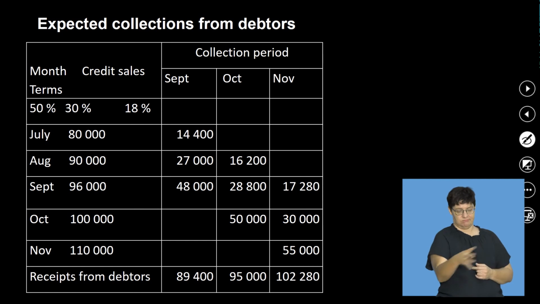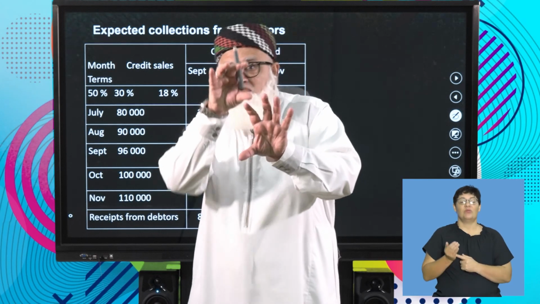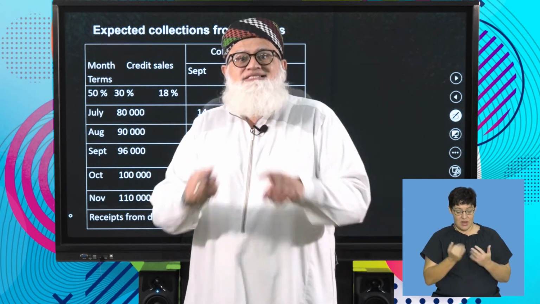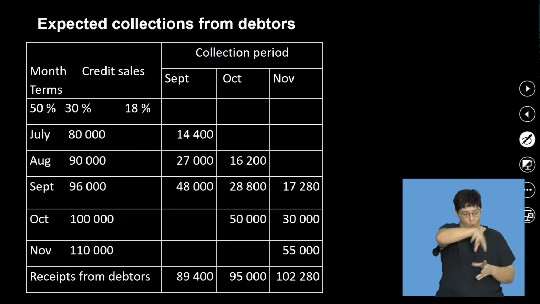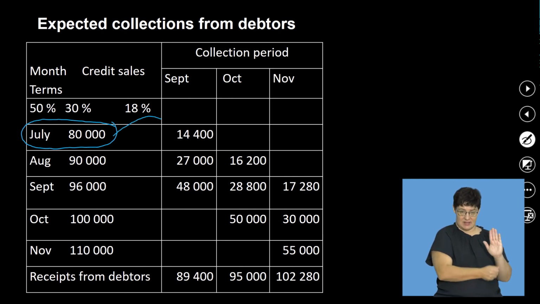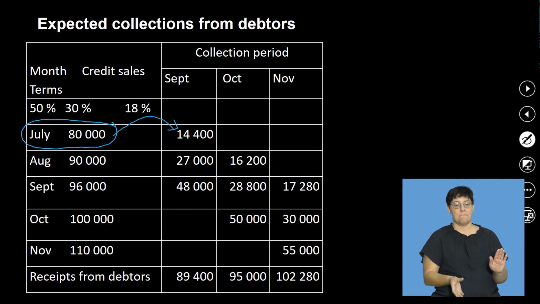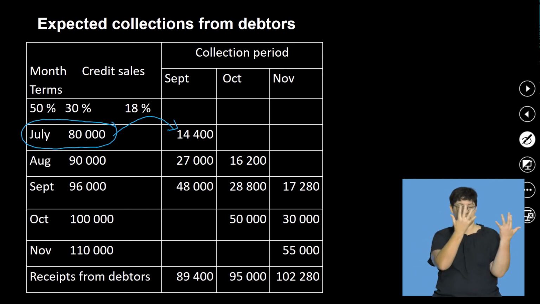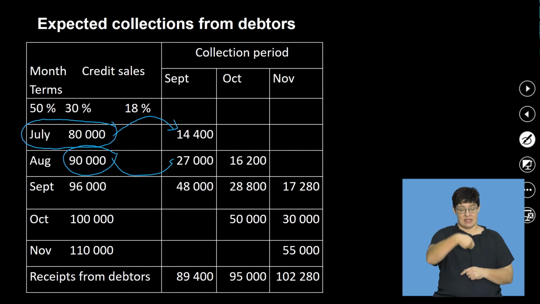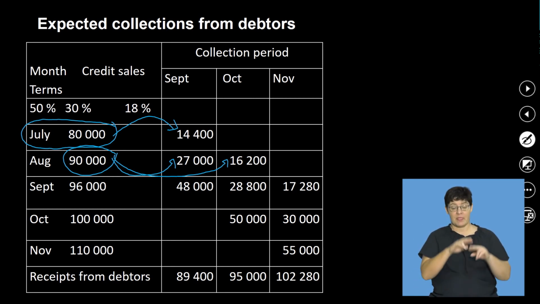Okay, now we move on, and this is what we now have. You see what I've done initially? I showed you each month on its own. Now, what you see on the board is the collective. In other words, there's my July credit sale. Notice I'm going to receive 14,400 in September, and I've shown you that calculation. Then we went on to August, the 90,000. How am I going to receive that? 27,000 in September and 16,200 in October. That was dependent on my August credit sale.